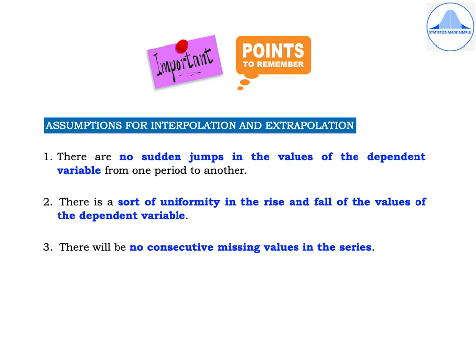Assumptions for interpolation and extrapolation again is an important two marker. The first point is there are no sudden jumps in the values of the dependent variable from one period to another. Second, there is a sort of uniformity in the rise and fall of the values of the dependent variable. Third, there will be no consecutive missing values in the series. When we solve problems on interpolation and extrapolation, you'll be able to identify these assumptions.